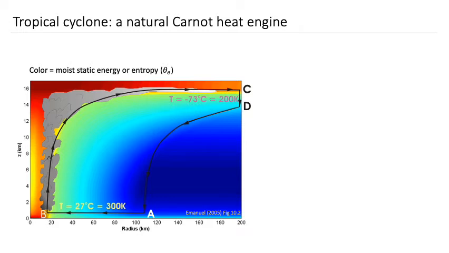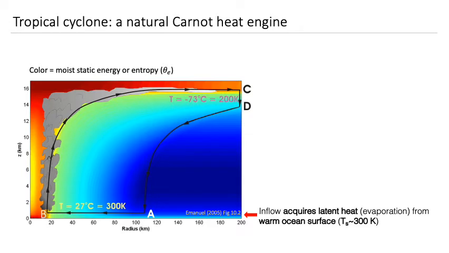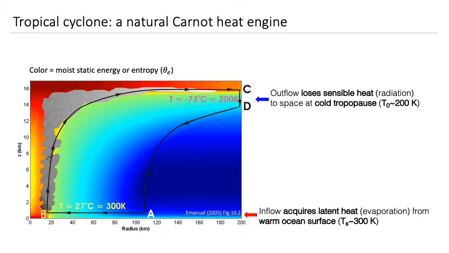Superimposed on this is the overturning circulation associated with a tropical cyclone: the inflow at low levels, the rising motion with the clouds, and so on. The key thing is that the inflow acquires latent heat, predominantly latent heat, due to evaporation from the warm ocean surface, where the surface temperature is something like 300 Kelvin. Then the outflow loses sensible heat to space via radiative cooling at the cold tropopause, where the temperature is something like 200 Kelvin.